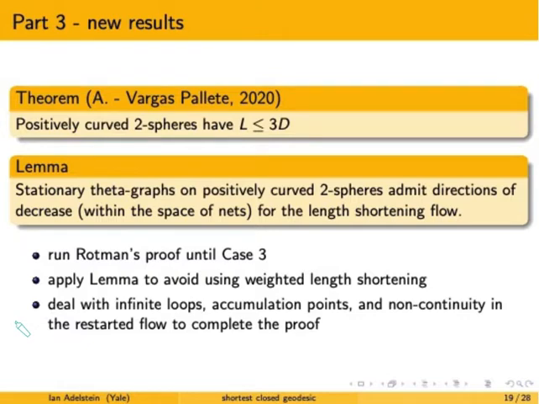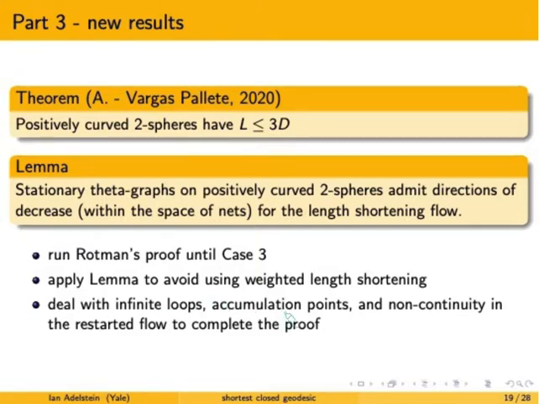In order to finish the proof, we have to deal with a couple situations. First, you have to make sure that you can't get stuck in an infinite loop where you get to a stationary theta graph, you choose the direction to flow past it, but then eventually you flow back to the same stationary theta graph. This can't happen because the length shortening flow is a strictly decreasing flow, and so you can never return to a theta graph from which you've left.